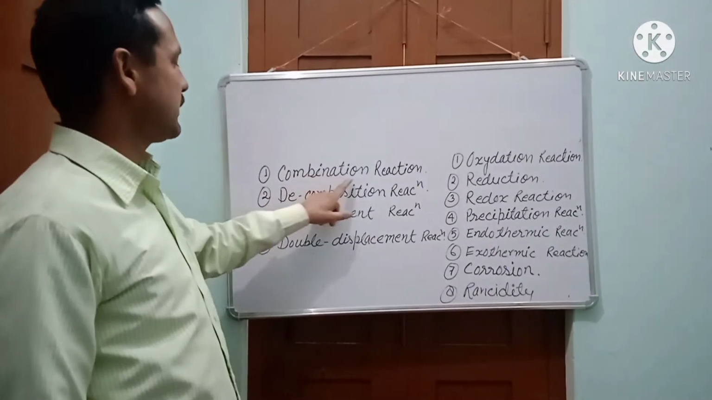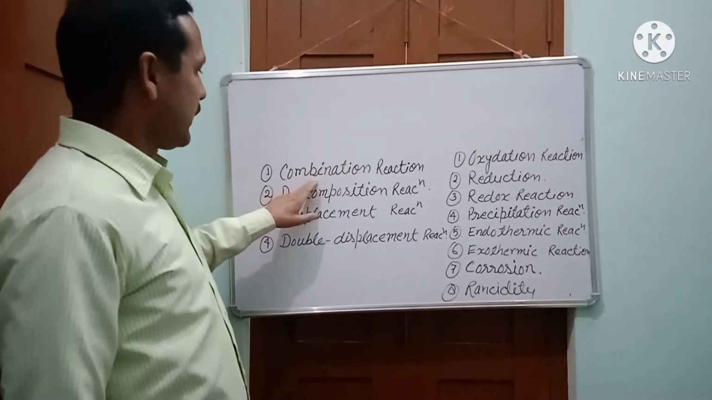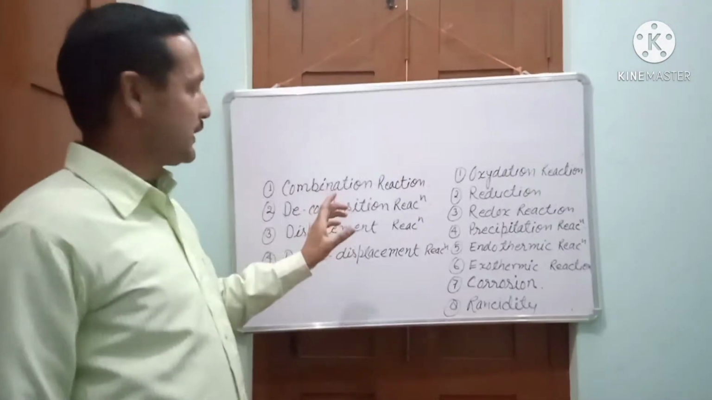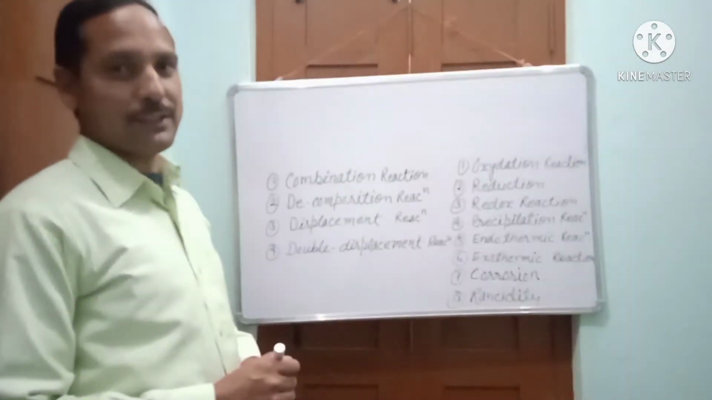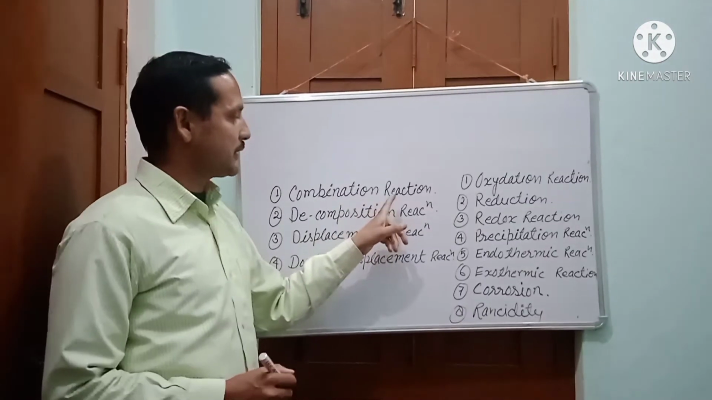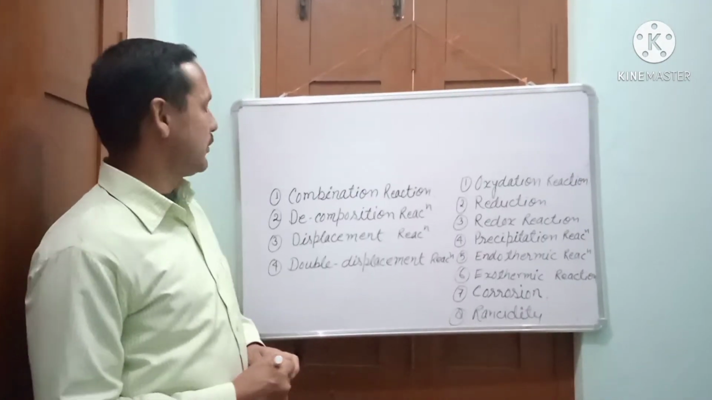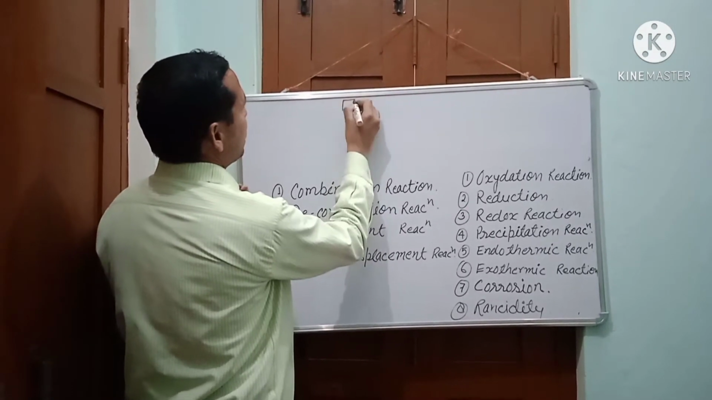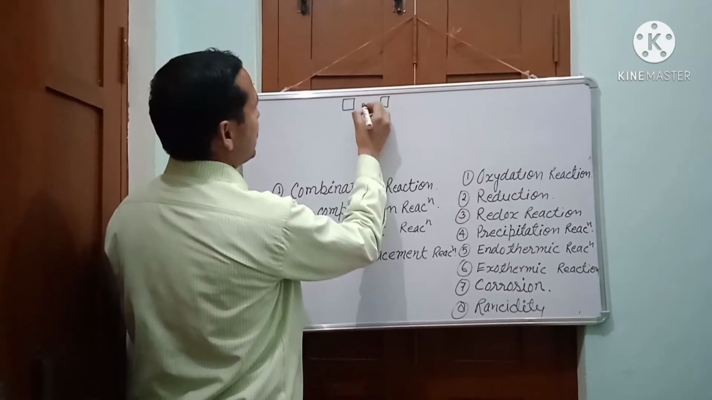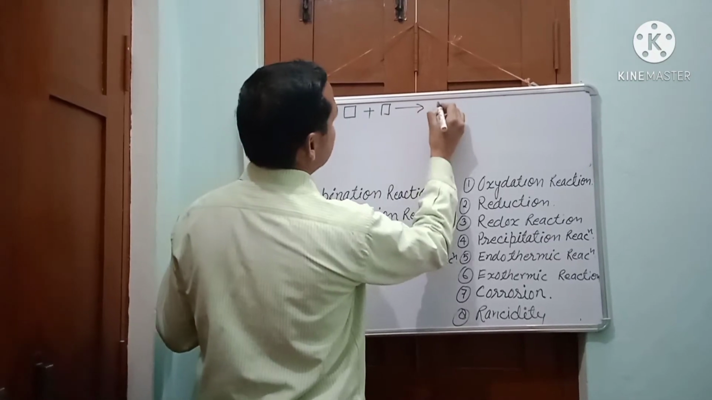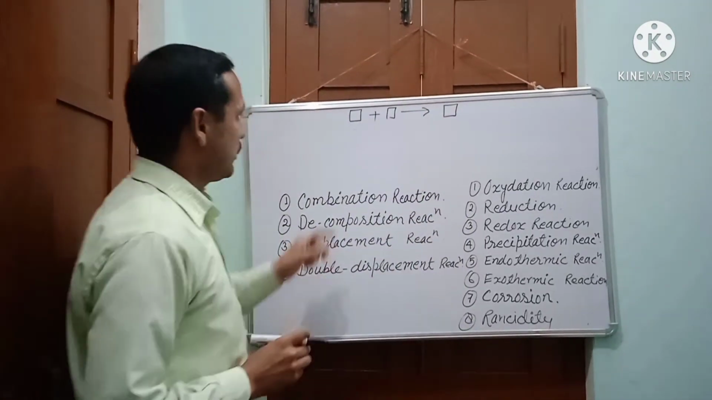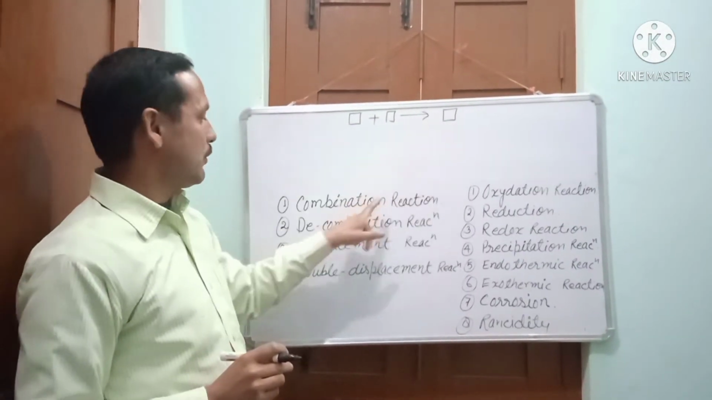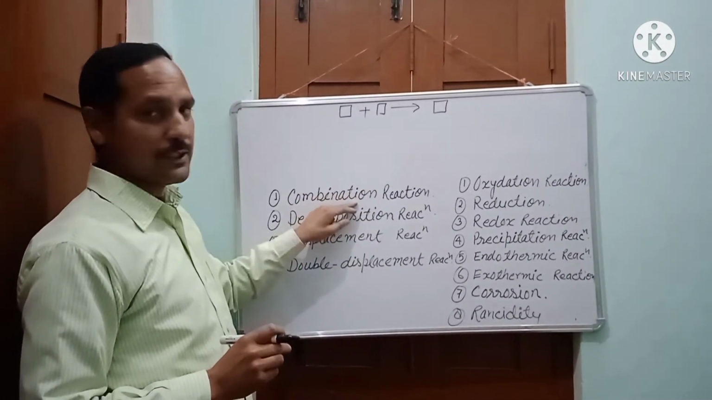First one is combination reaction. Any chemical reaction in which two or more substances react to each other to form a single substance, such type of reaction is called combination reaction. We can understand by an example. Suppose that these are two elements and react to each other to form a single substance. Two elements are combining to form a single substance. This type of chemical reaction is called combination reaction.